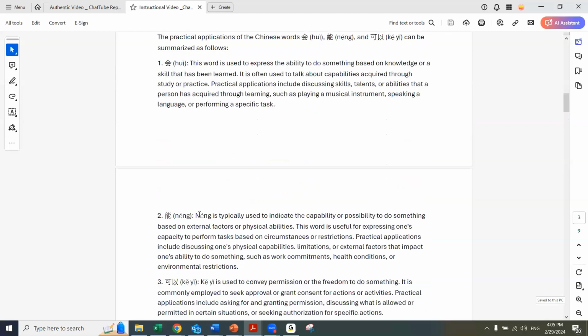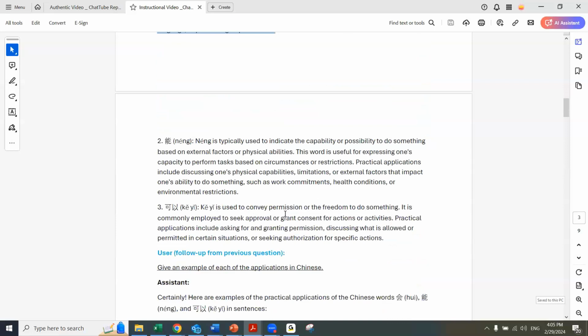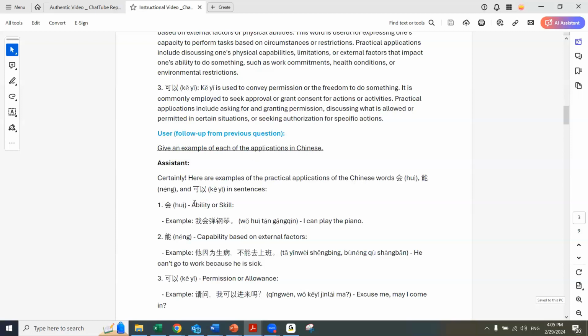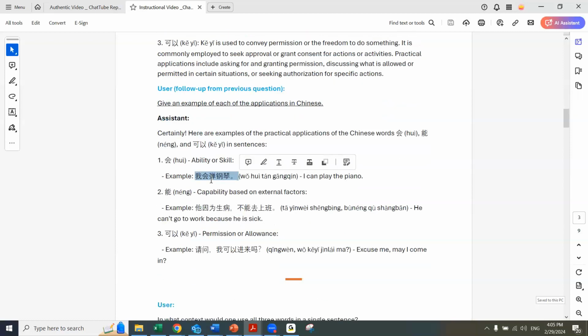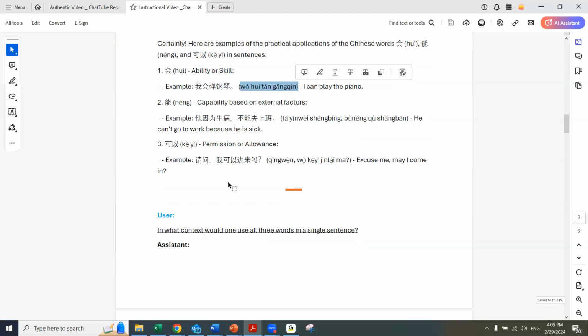So after I asked this question, what's the practical application, I noticed it gave me explanations, but it didn't really give me examples. So I did a follow-up question asking for examples. And then it did a very good job. Not only did it give me the example in Chinese characters, it also gave me how to pronounce those words. I'm interested to know if they will do very specific things for your target language. So this is really good.